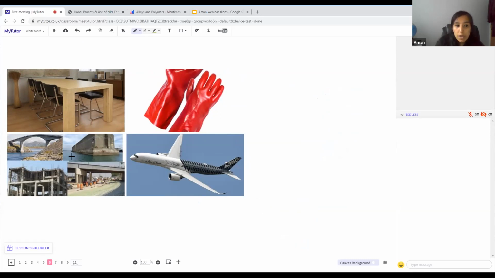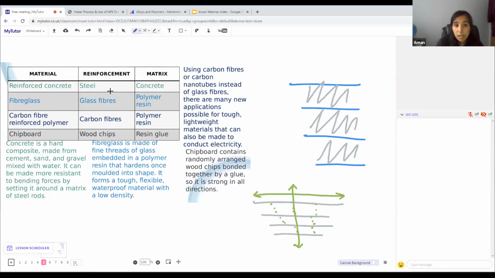This is the reinforced steel or reinforced concrete, where you've got your bridges and dams. And here you can see these steel rods, hopefully, and the concrete surrounding it. So that is a composite material. That is your reinforced concrete here, where you've got steel rods and concrete added around it.